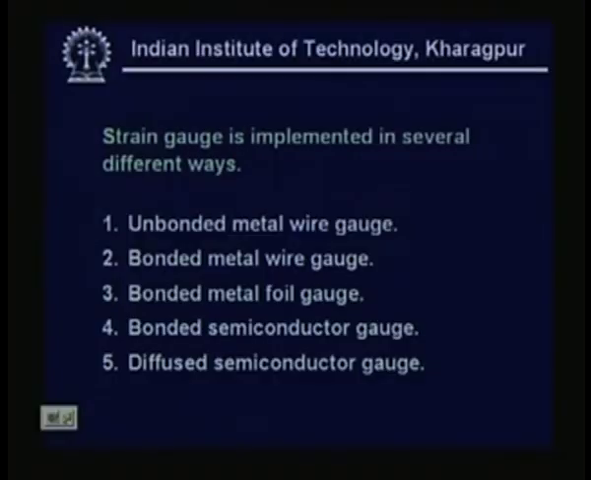Welcome back to the classroom. You know, the strain gauge is implemented in several different ways. Number 1 is unbonded metal wire gauge, number 2 is bonded metal wire gauge, number 3 is bonded metal foil gauge, number 4 is bonded semiconductor gauge, and number 5 is diffused semiconductor gauge.